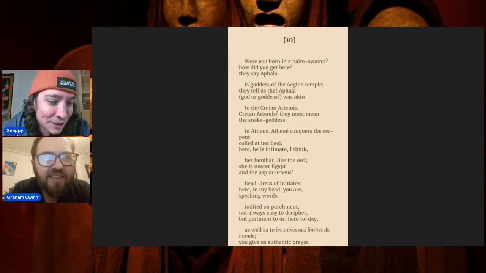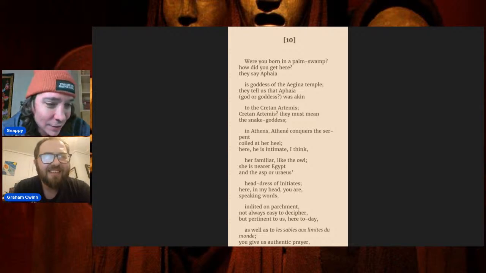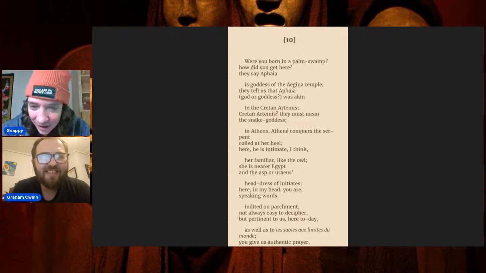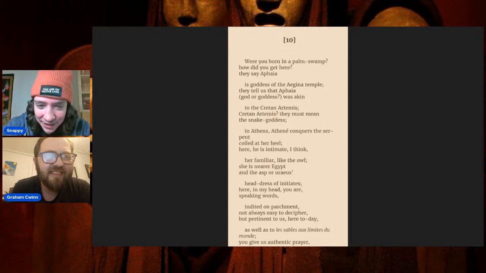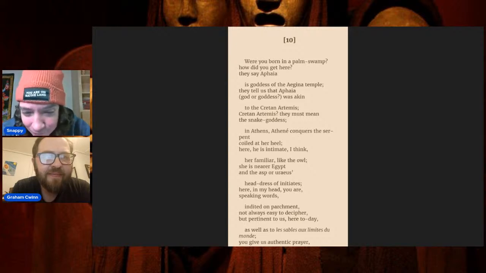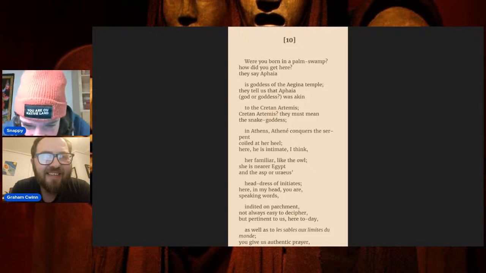Okay, wow. The asp and the uraeus, that's Wadjet, that's Python, who Apollo Helios slays, right? Headdress of initiates here in my head. You are speaking words, indicted on parchment, not always easy to decipher, but pertinent to us here today. So she's recognizing that she hears the words from the muse, but she also reads these words like the sacred mists in the mysteries, you know, as well as les sables au limite du monde.